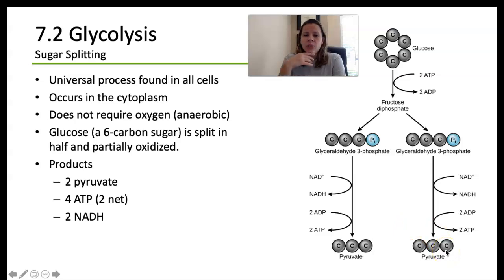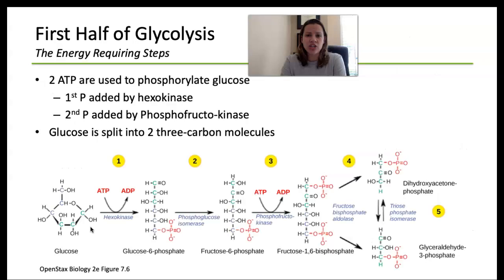So we are breaking apart a 6-carbon molecule, and we also are partially oxidizing it. Remember, oxidation is the loss of electrons. The products here are 2 pyruvate, 4 ATP, although there will only be 2 net ATP, we'll get to that in a minute, and 2 NADH. These NADH are electron carriers. NAD plus gets reduced, and this NADH is then used in later steps of cellular respiration. So this step is important for generating just a couple of ATPs, but also for generating these electron carriers that will get moved into a different section of cellular respiration.